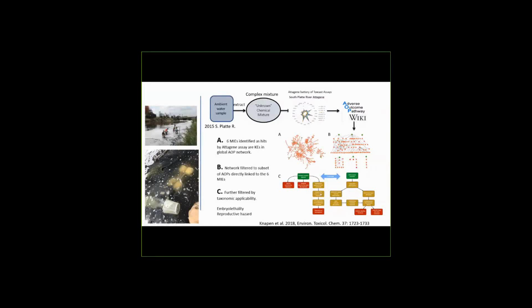And we can also use these intermediate key events to identify some markers or indicators that we could use to look at fish or other organisms out in the field to get an understanding of whether we see evidence that exposure to these chemicals is actually leading us down one of these pathways that could result in these adverse outcomes.